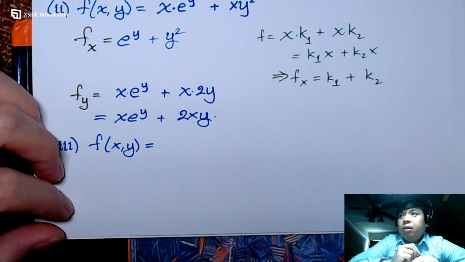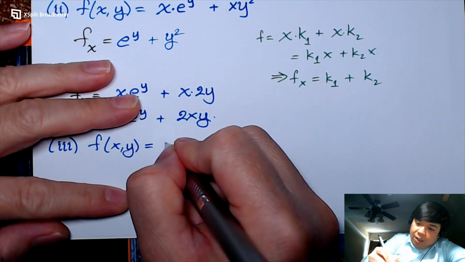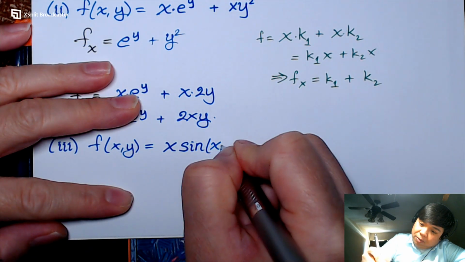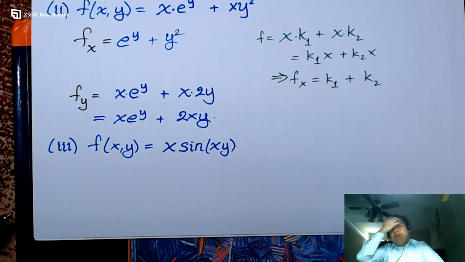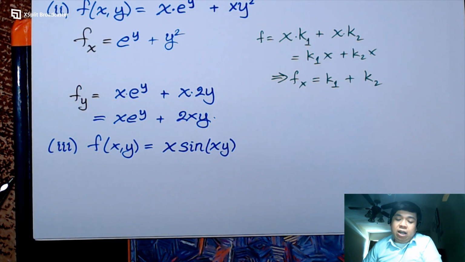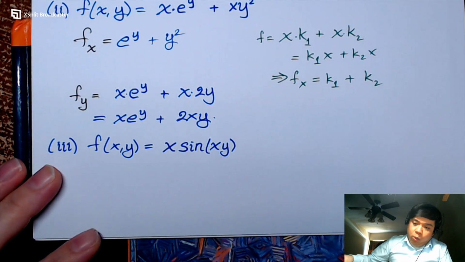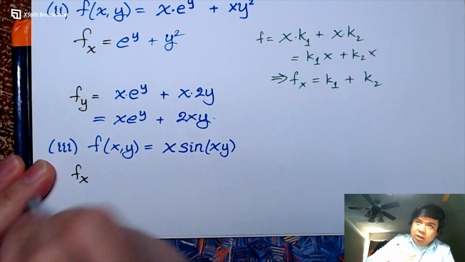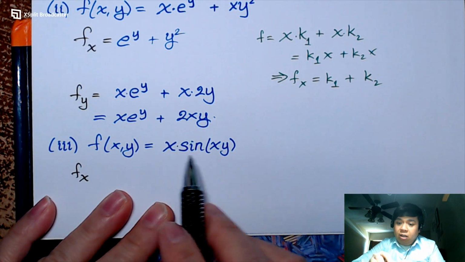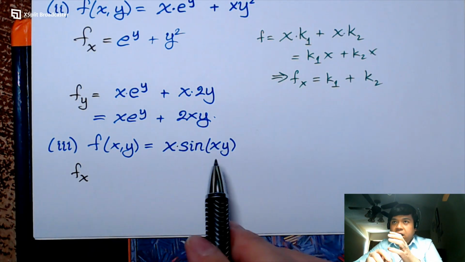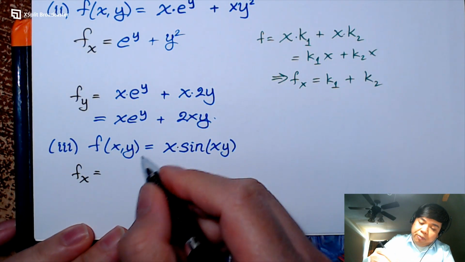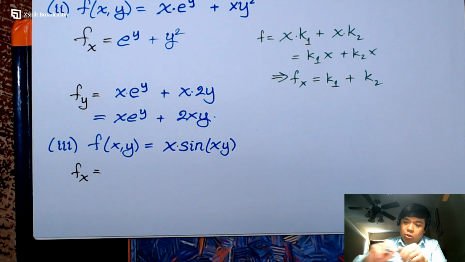Let's go to something: x times sine of xy. Okay. Now we take derivative with respect to x and then with respect to y. Now with respect to x, you will see that this is a product. We have something that has x in it times something that has x in it. So this has to be a product rule.